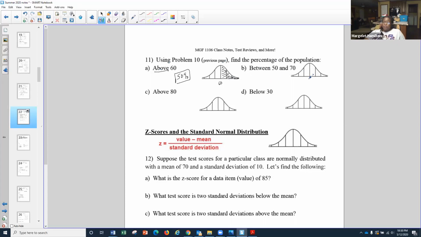Remember, this is 60. They want to know what is the percentage between 50 and 70. So if this is 60, we know that this was 70. And this is 50. And they want to know what is the percentage between these two. So they're talking about this area right here. What is the percentage represented here? Now that looks like just our one standard deviation. And what does one standard deviation represent? 68%.